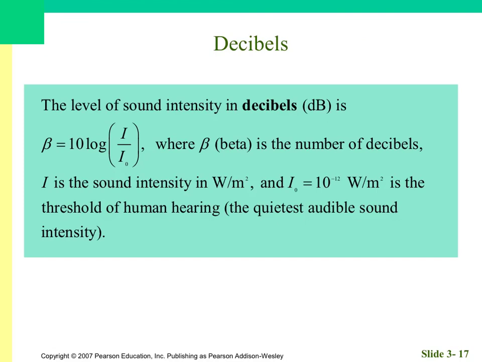Alright. The level of sound intensity is measured in decibels. Beta equals 10 log of I divided by the original I, I naught. Okay? Intensity. Where beta is the number of decibels, I is the sound intensity in watts per meter squared. I naught is always 10 to the negative 12th watts per meter squared.